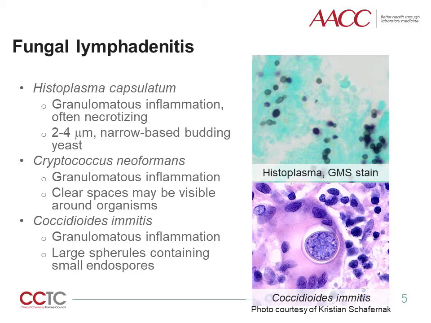Coccidioides lymphadenitis is caused by Coccidioides immitis in the southwestern United States. Round spherules 10 to 100 micrometers in diameter, containing endospores measuring 2 to 5 micrometers in diameter, can be detected by GMS or PAS stains. In the early stages of disease, the inflammatory infiltrate consists predominantly of neutrophils. In later stages, granulomas develop. The H&E image at the bottom right shows an endospore containing small spherules within a multinucleated giant cell.